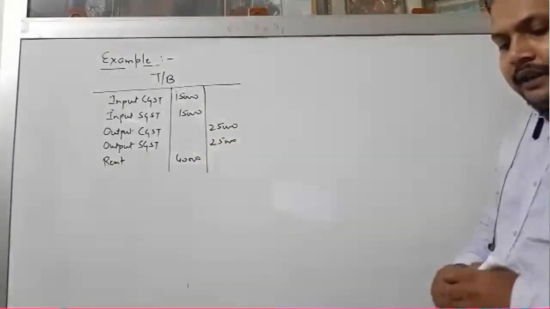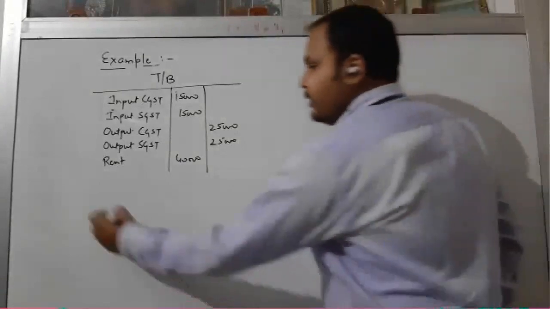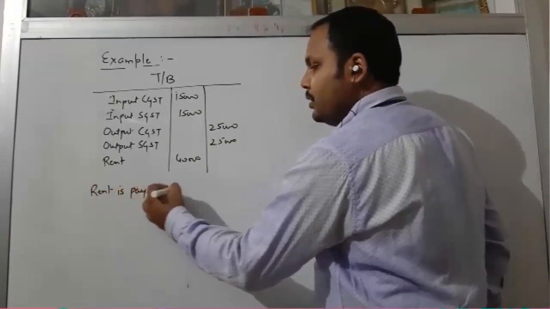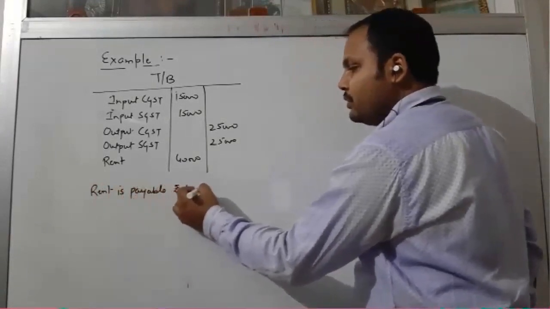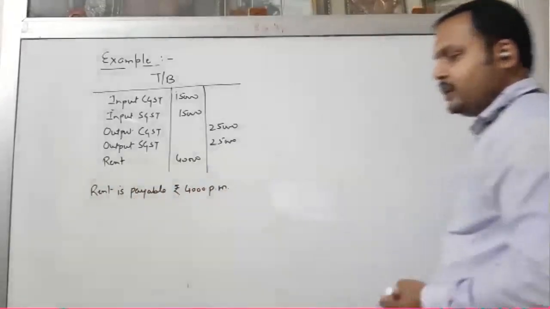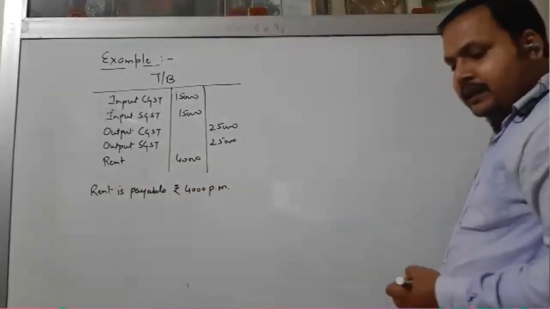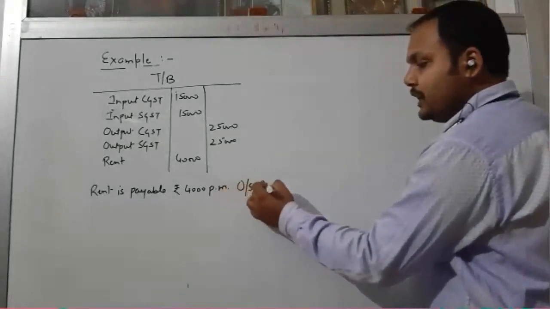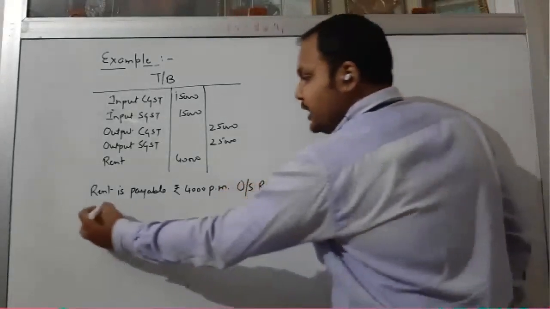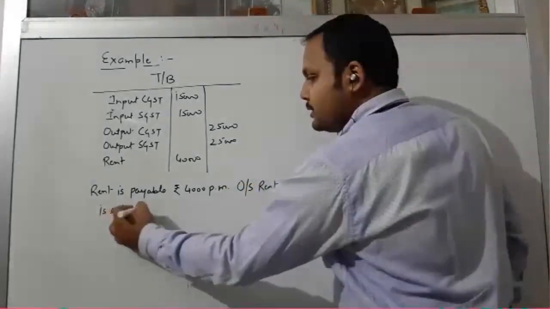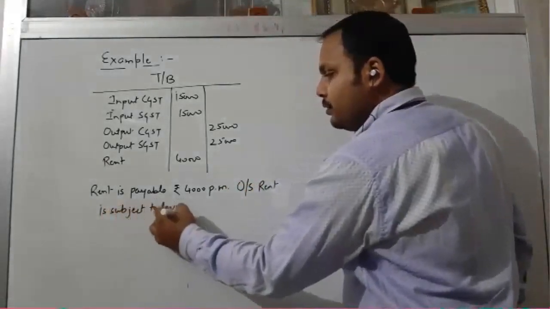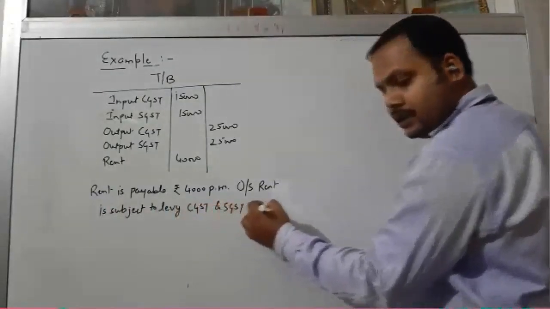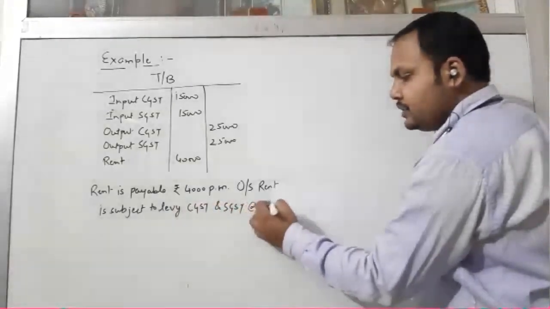And the adjustments are given as follows. The adjustment is: rent is payable rupees 4,000 per month. यानी रेंट हर महीने कितना आपको पे करना है? That is 4,000 per month. As well as additional information is also given. Outstanding rent is subject to levy CGST and SGST at the rate of 9% each.